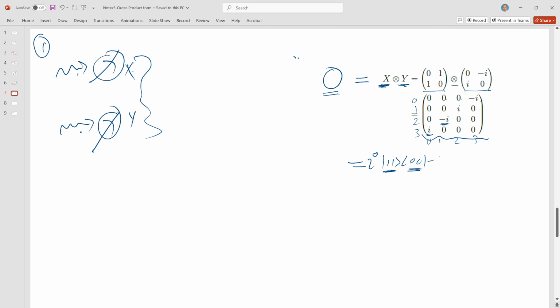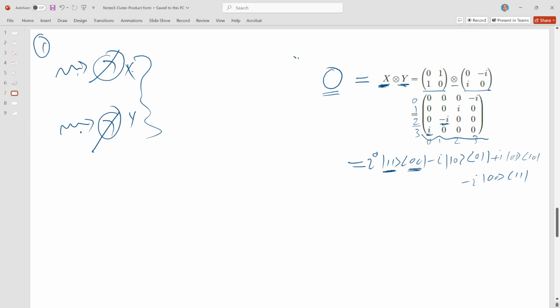Then this term is minus iota |10><01|, row number 2 and column number 1, and the next term is iota |01><10|, and the last term is minus iota |00><11|.